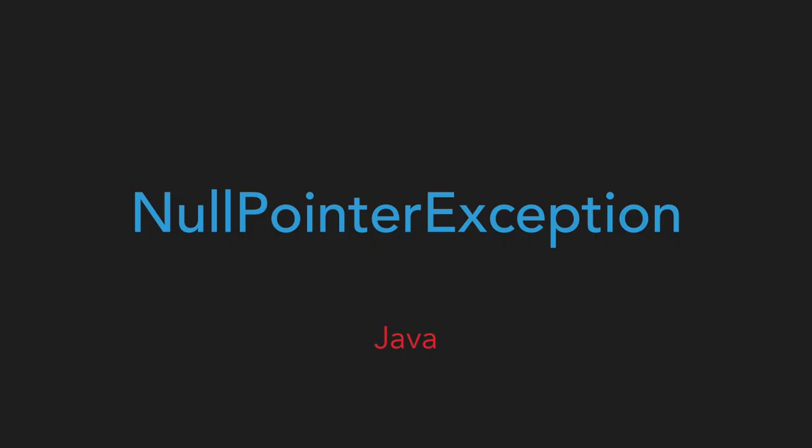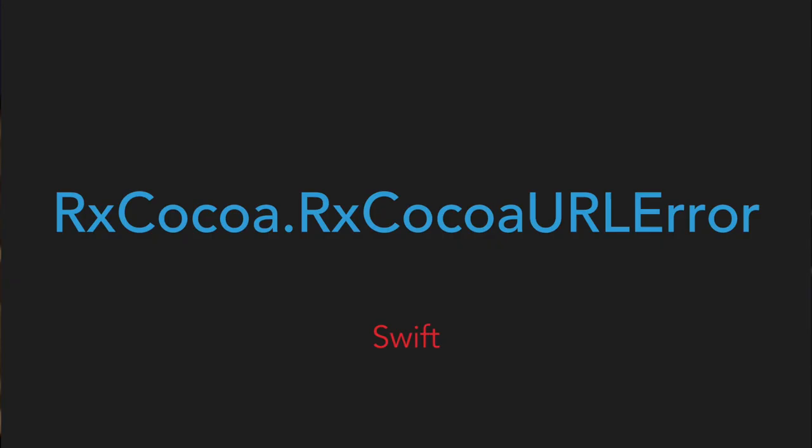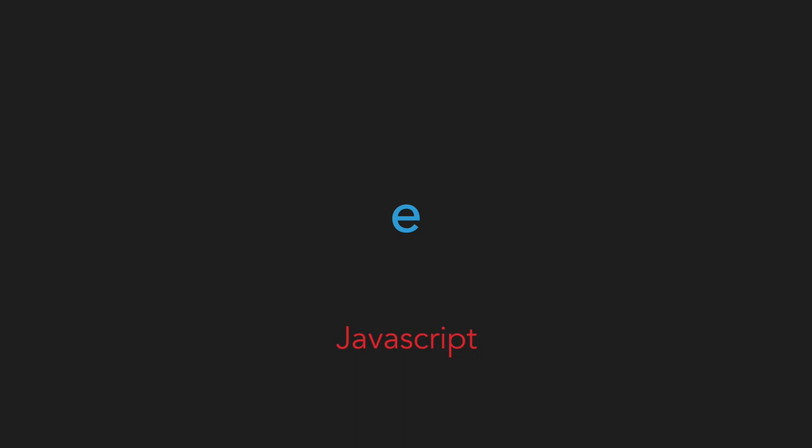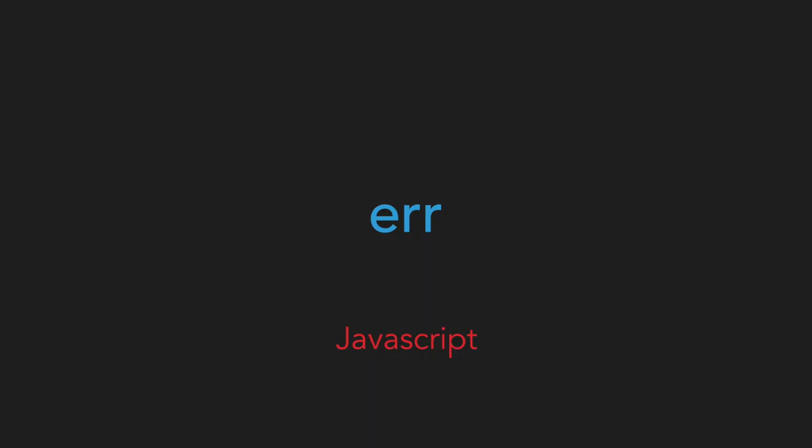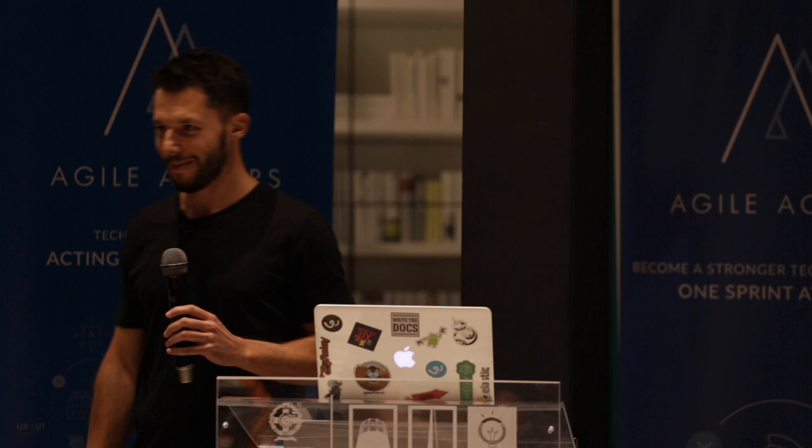That's a well-known error in the Java world. Have you seen it before? This is an error in Swift when you're coding for IIS. And this is in JavaScript. Okay, maybe no. That's an event, actually. This is an error. But it's not that JavaScript doesn't have typed errors. I mean, you have range error and type error and reference error, right? Come on, you know that.